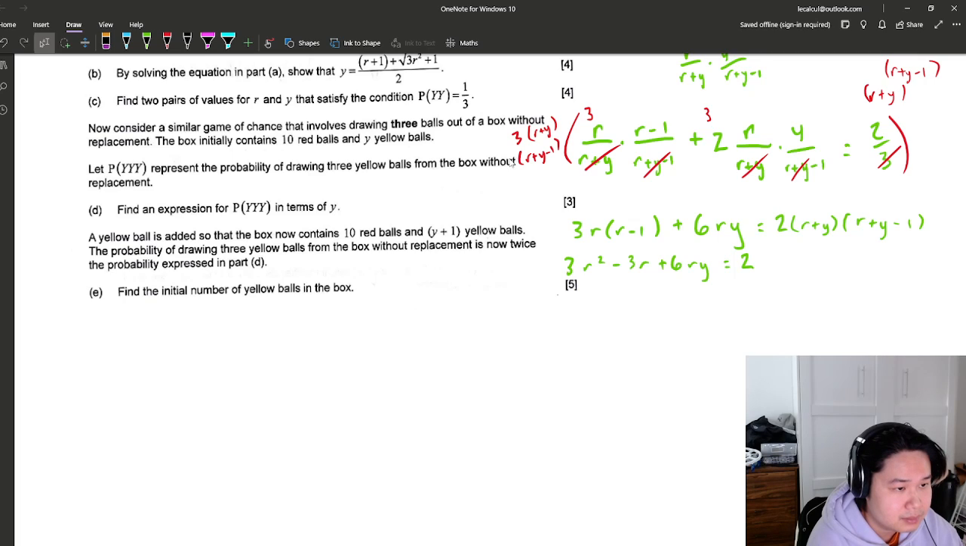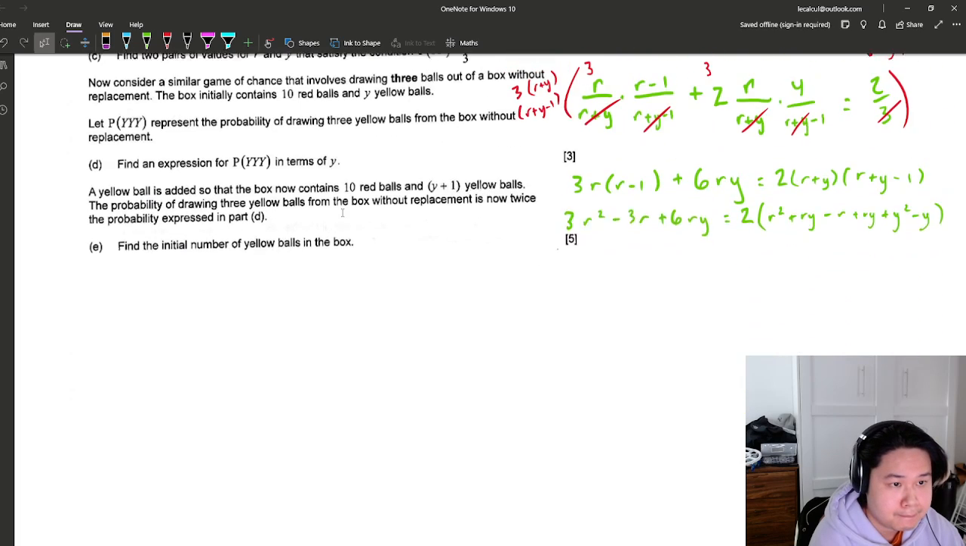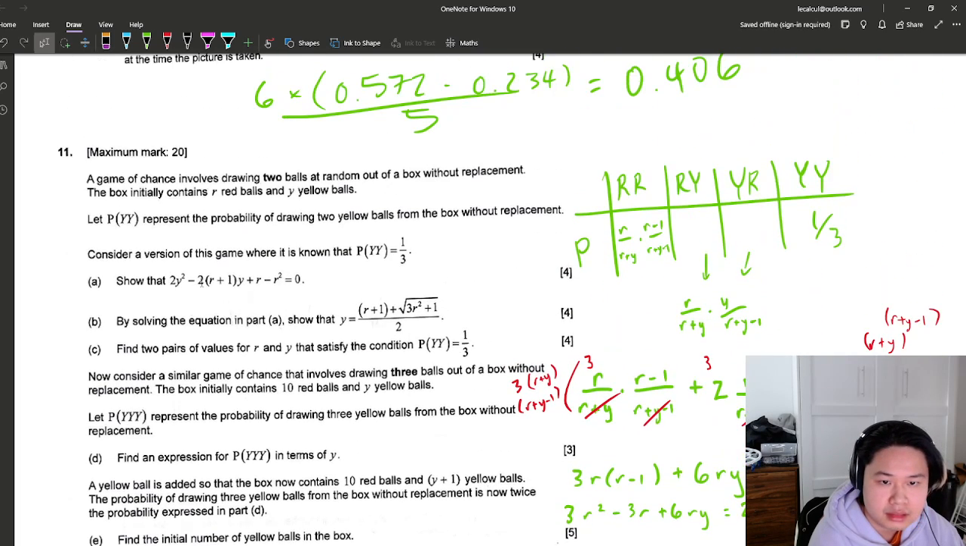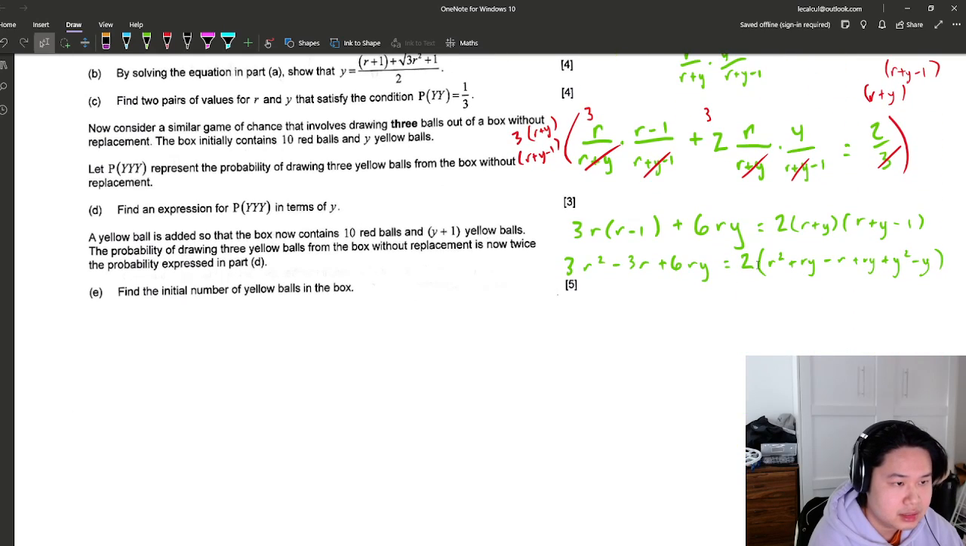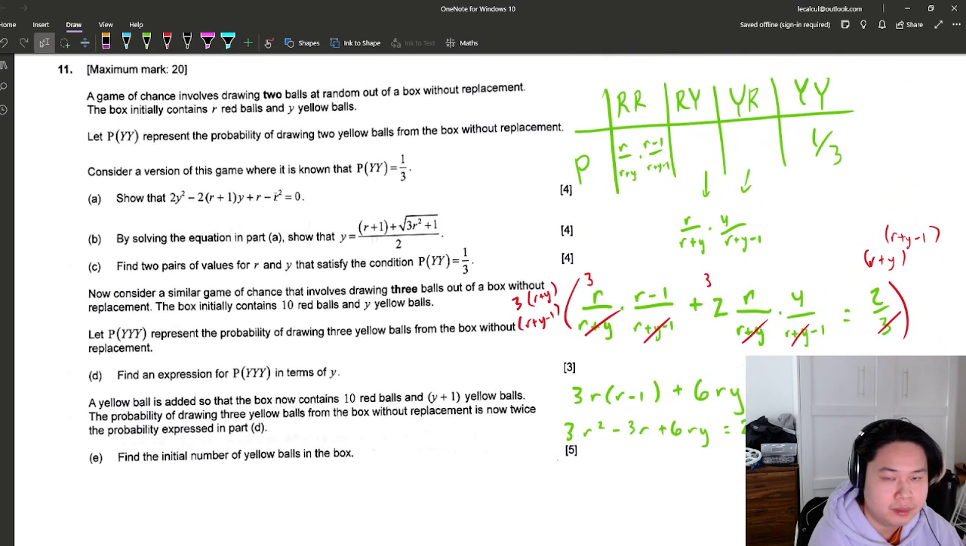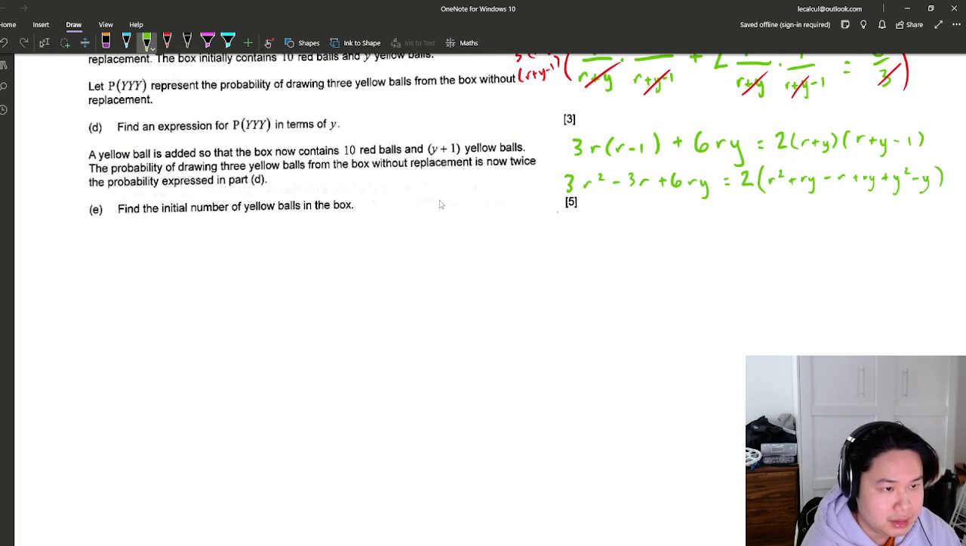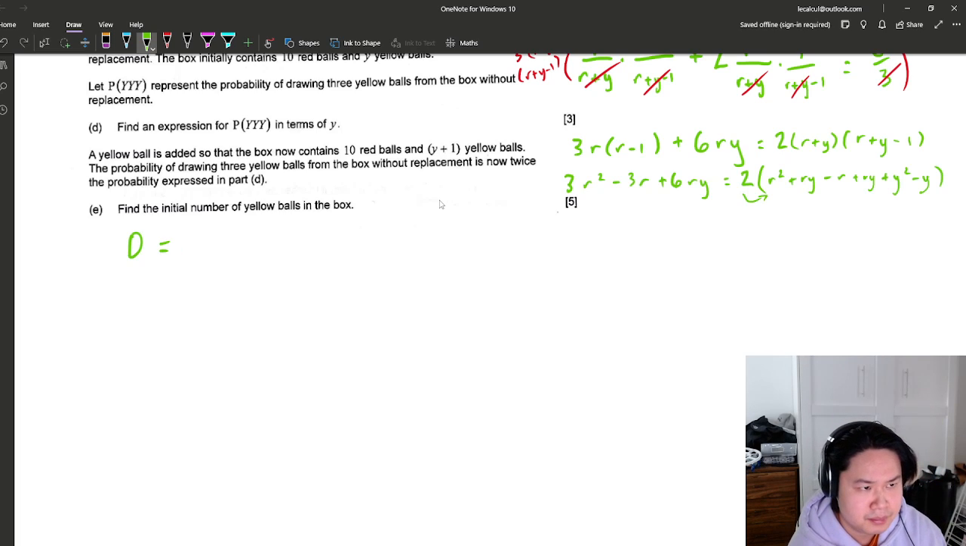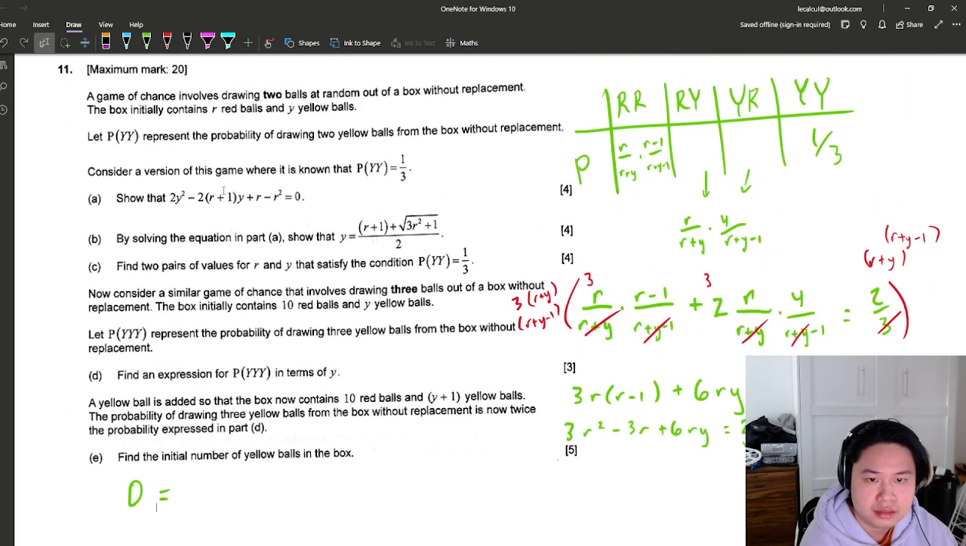r squared plus ry minus r plus ry plus y squared minus y. Okay, and then I need to make it look like this. So I see the 2r squared and the 3r squared, and I need a minus r squared. So times 2, multiply the 2 in, and then move everything to the left side.